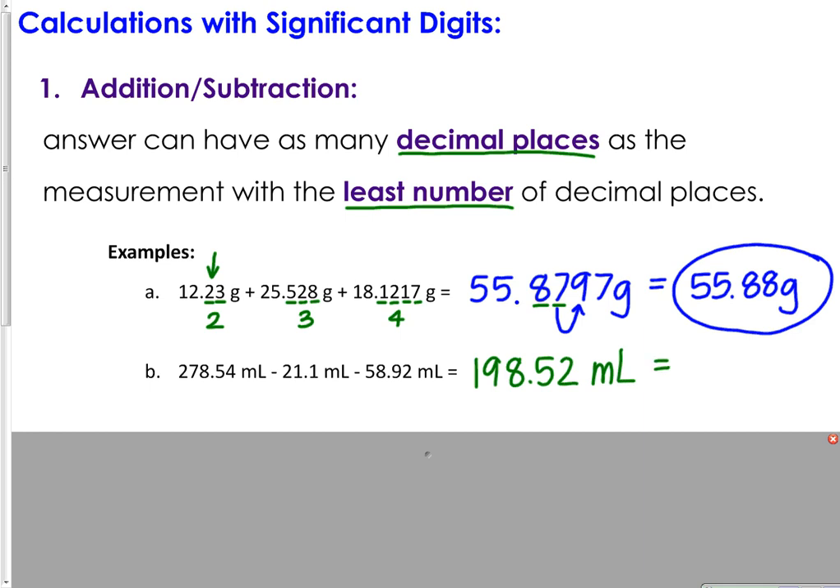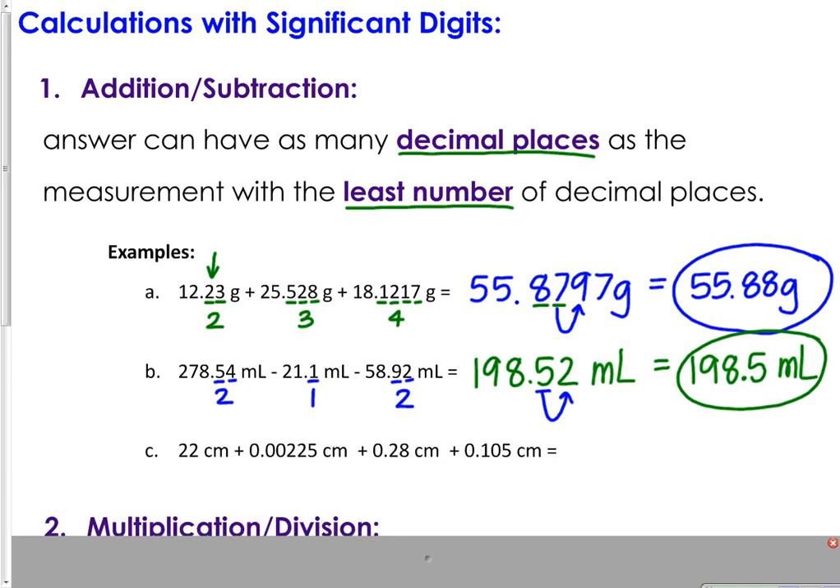But you have to use the rules of adding and subtracting to decide how many decimal places you can have in your answer. If you look at this first measurement, there are 2 decimal places in 278.54. In 21.1, there's only 1 decimal place. And in 58.92, there's 2 again. So the least number of decimal places is 1. My answer can only be reported to 1 decimal place. If I look to the right of this, since it's lower than 5, I'm going to keep my digit the way that it was. And my final answer can be reported as 198.5 milliliters. And that's acceptable.